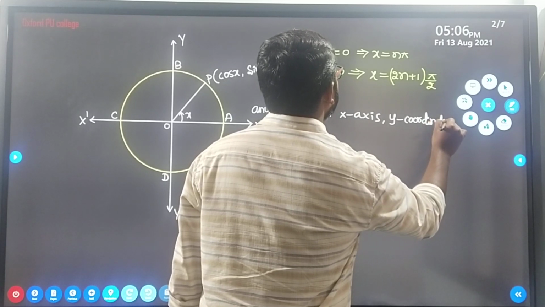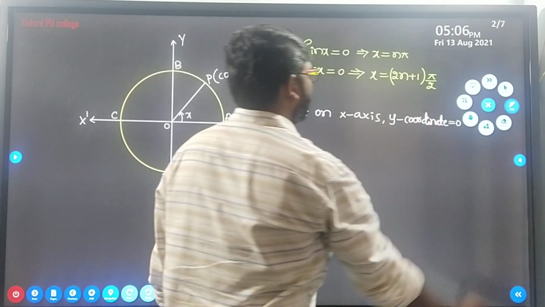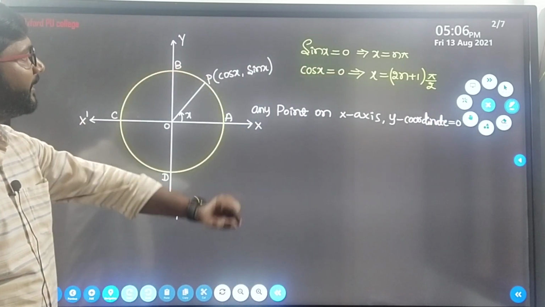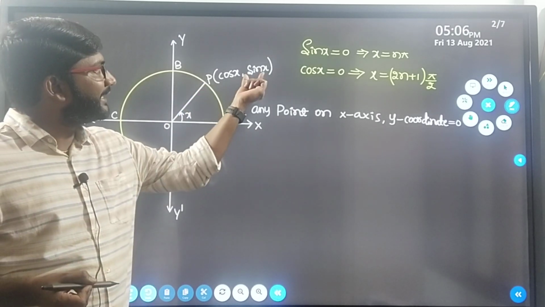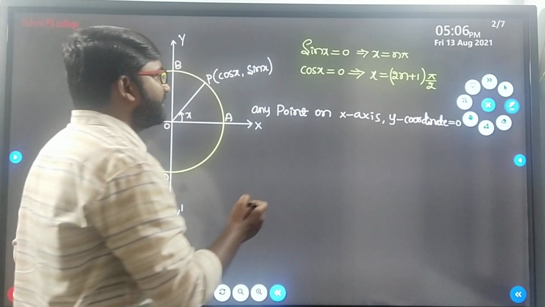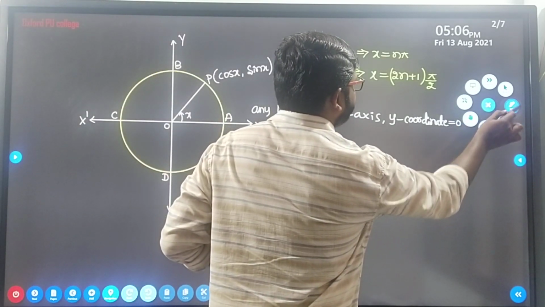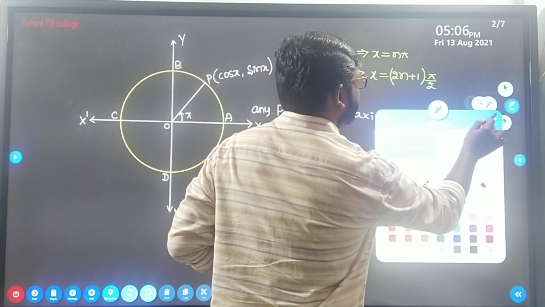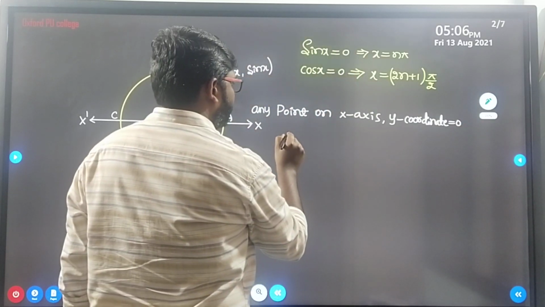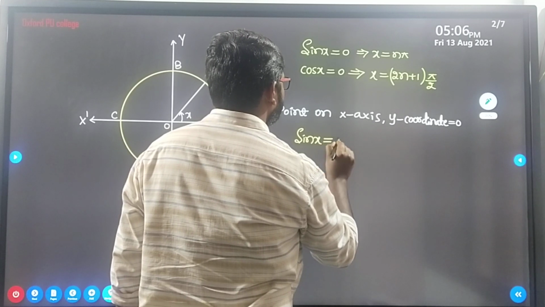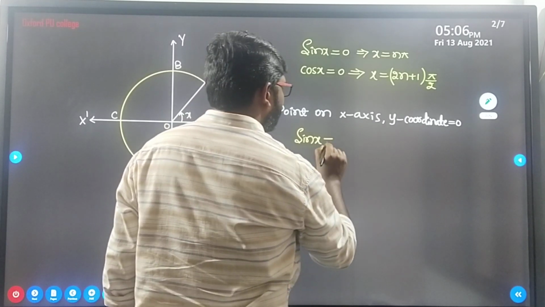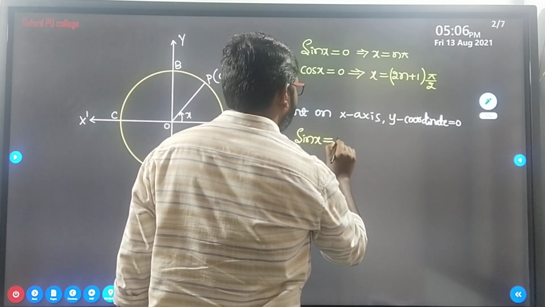Y coordinate becomes 0. Now for this point P, what is the y coordinate? It is sin x. So now I'll be taking sin x, which is equal to 0. Sin x becomes 0 because it is the y coordinate.